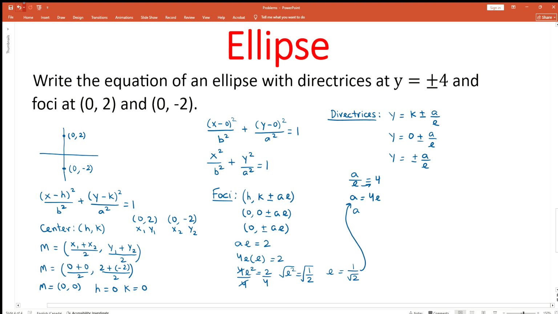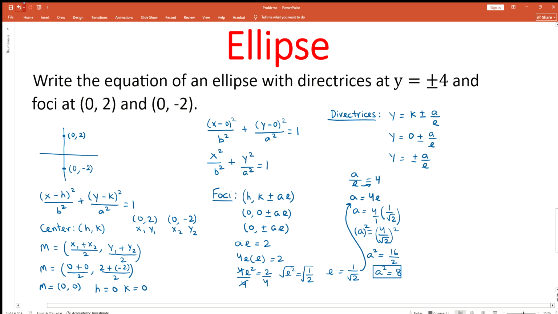So a equals 4 times 1 over square root 2. The denominator of 4 is 1. When we multiply the fractions, we get 4 over square root 2. We have to find the value of a², so we should square both sides of this equation. So I get a² equals 16 over 2, which can be reduced to 8. So a² is equal to 8.